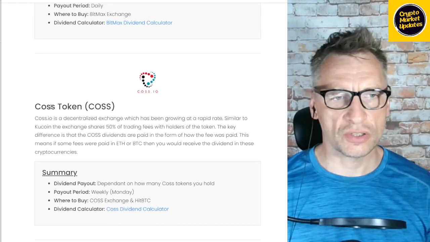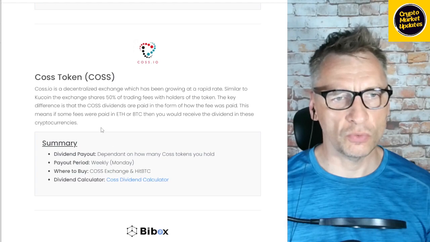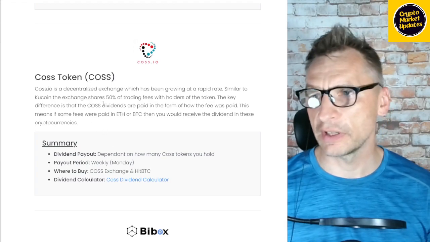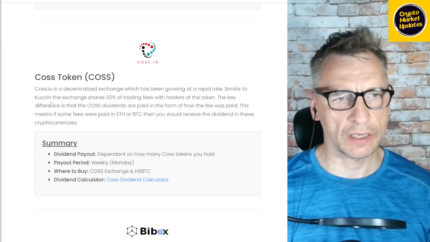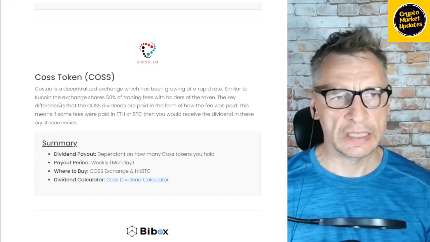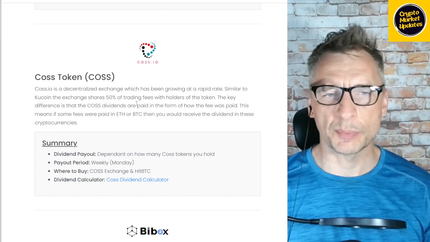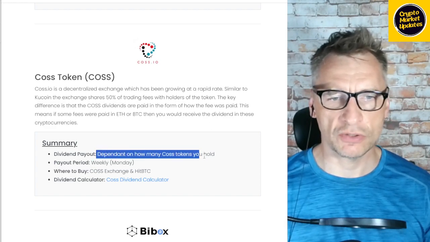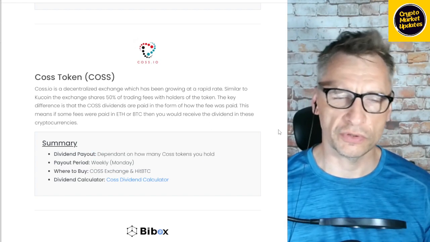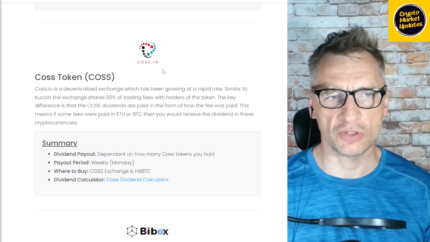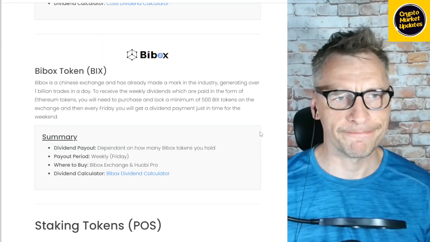The next exchange is Cross.io. I don't have anything on Cross.io. I never used it, but similar to KuCoin, Cross shares 50% of its trading fees, and again, it depends on how many Cross tokens you hold. So you would have to register with them, get yourself some Cross, and then you collect dividends.